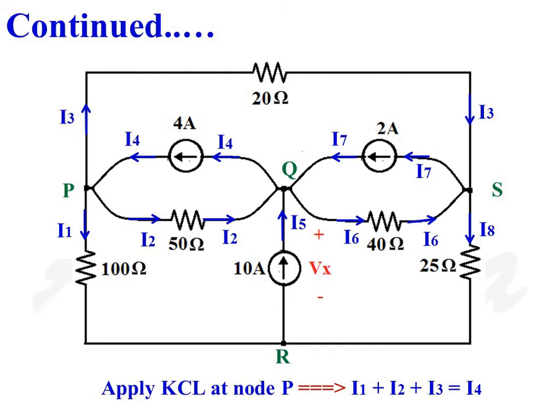Apply KCL at node P. There are 4 currents associated with node P. These 4 currents are I1, I2, I3 and I4. Out of these 4 currents, there is only one incoming current and there are 3 outgoing currents. I1, I2 and I3 are the 3 outgoing currents, while I4 is the lone incoming current. Therefore, according to KCL, we can write I1 plus I2 plus I3 is equal to I4.